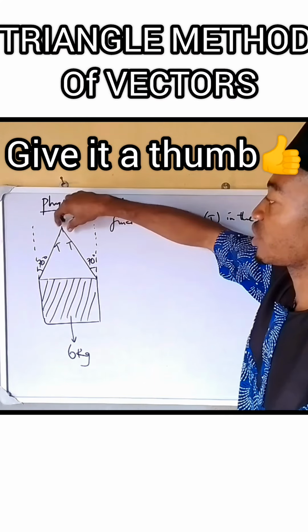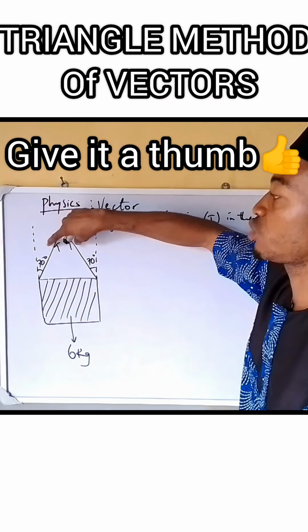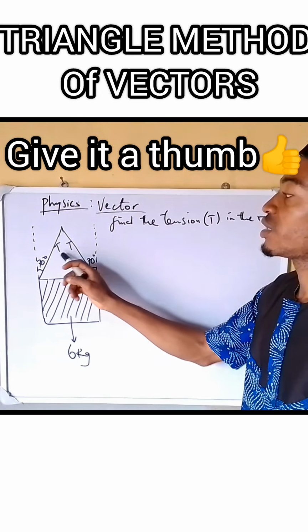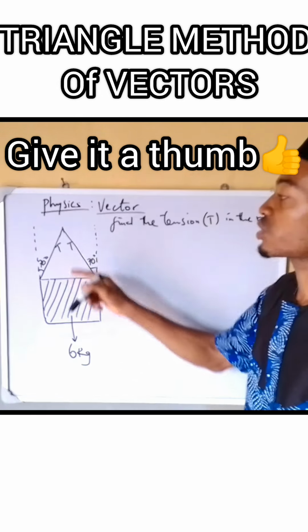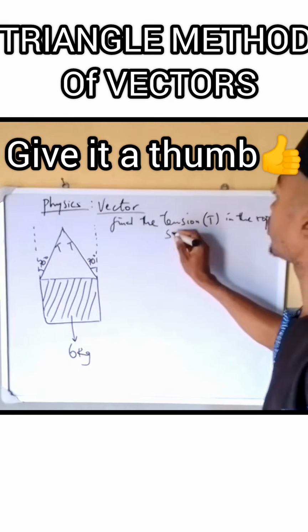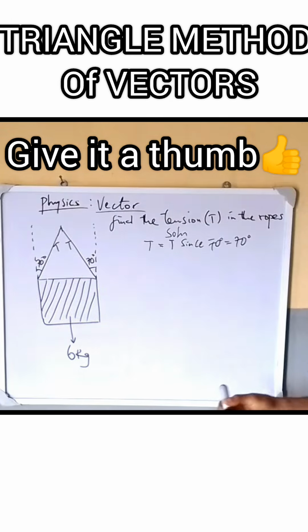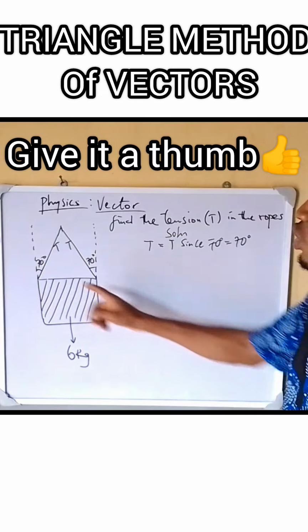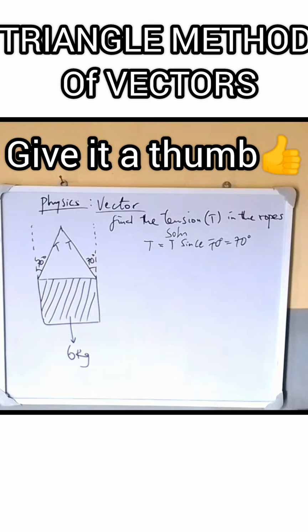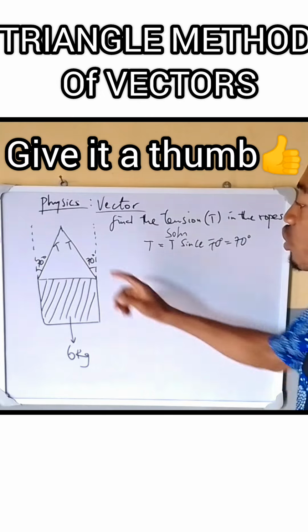You are carrying this bag using these two ropes. The question is you should find the tension, that is the force on the ropes. The first thing you need to know here is that the tension in the two ropes is going to be equal. Whatever tension is found in the first rope will be found in the second rope. Then, how do you solve this problem?